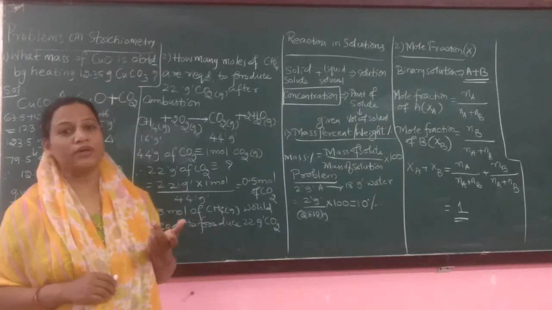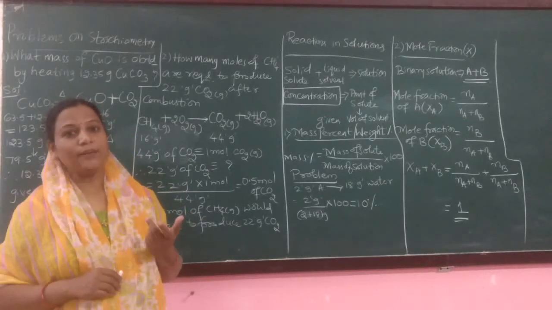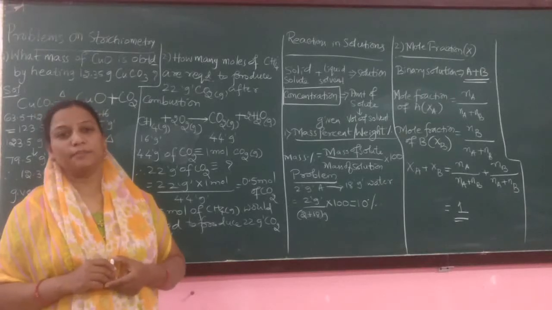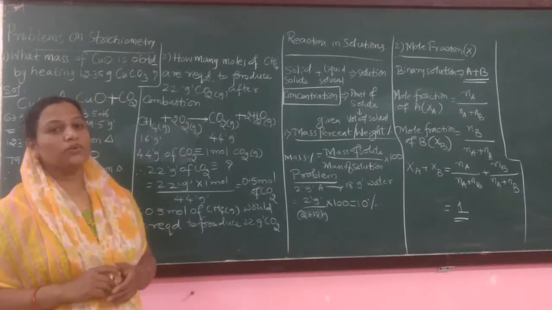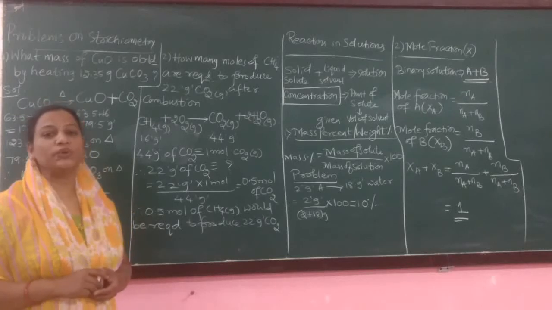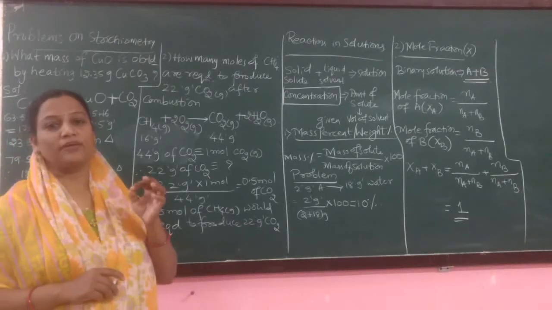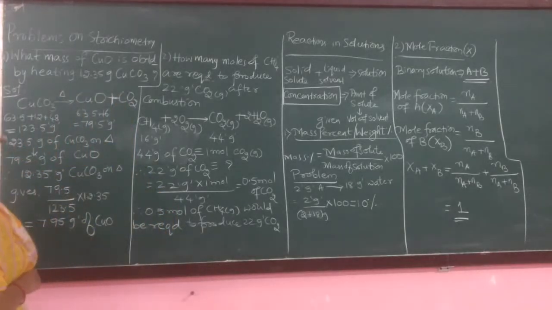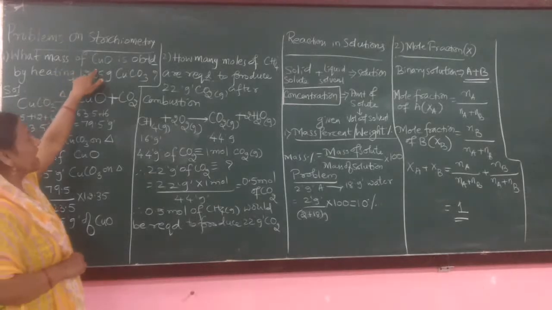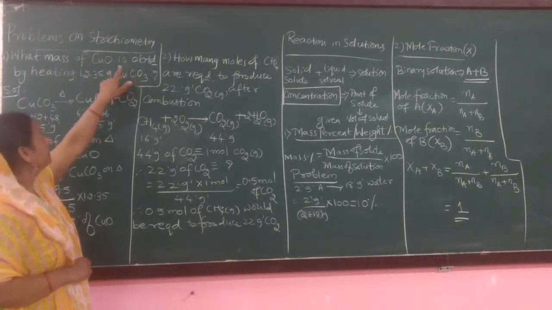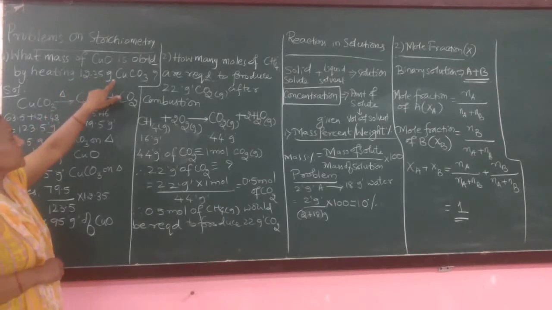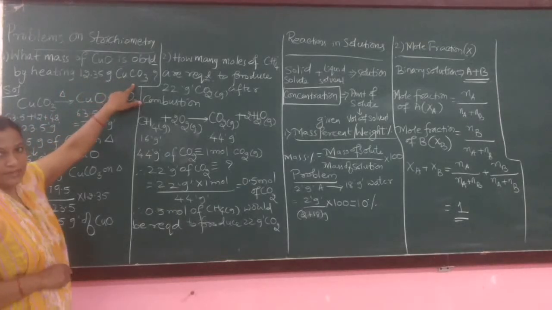I have already told what you mean by stoichiometry. It is a Greek word, stoichion and metron. Stoichion means element, metron means measure. So I will take one or two examples to explain the concept of stoichiometric calculations. Look at the first example taken here. What mass of copper oxide is obtained by heating 12.35 grams of copper carbonate?